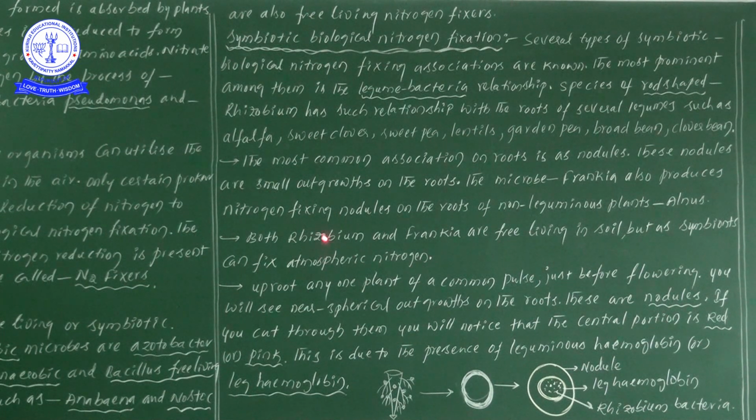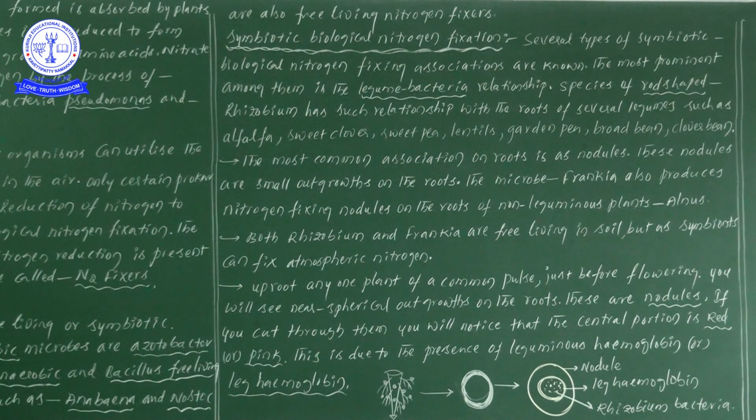Rhizobium bacteria will go and bind to the root system of leguminous plants, and the frankia will go and bind to the roots of non-leguminous plants. At that time, definitely both can fix atmospheric nitrogen. So this is a point to be highlighted.